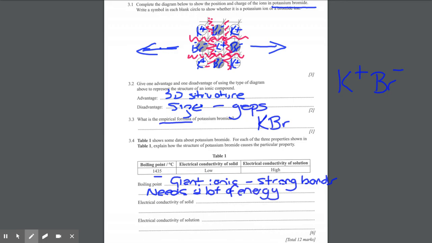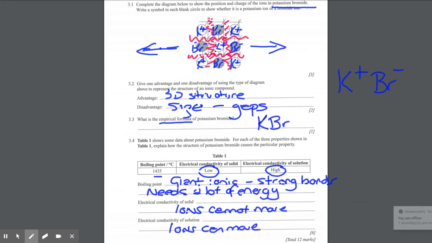And looking then at the electrical conductivity, we've got a difference in conductivity. For the solid, it's low. For the solution, it's high. Now, in both situations, conductivity requires the movement of ions. So in a solid, the ions cannot move, whereas in a solution, the ions can move, and subsequently they can then carry the charge through the structure and allow that to conduct.